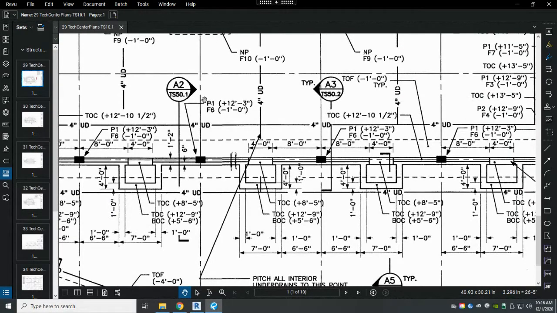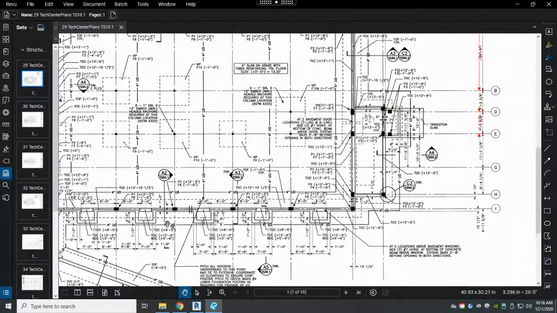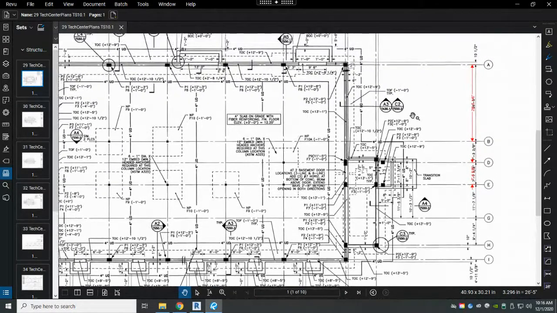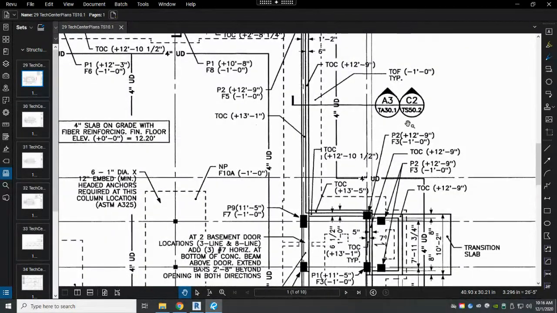If they don't say typical, it means they maybe are atypical or are being called out or shown because of a uniqueness to them. When you see double callouts like this, it means that there's something happening here that is being shown on 2 different sheets. So we can see A3 stands for the architectural view of the callout, and C2 stands for the structural. So you have TA 30.1, it's the architectural callout, TA, and TS is the structural callout. So we have an architectural version of the same wall section and a structural version of the same wall section.